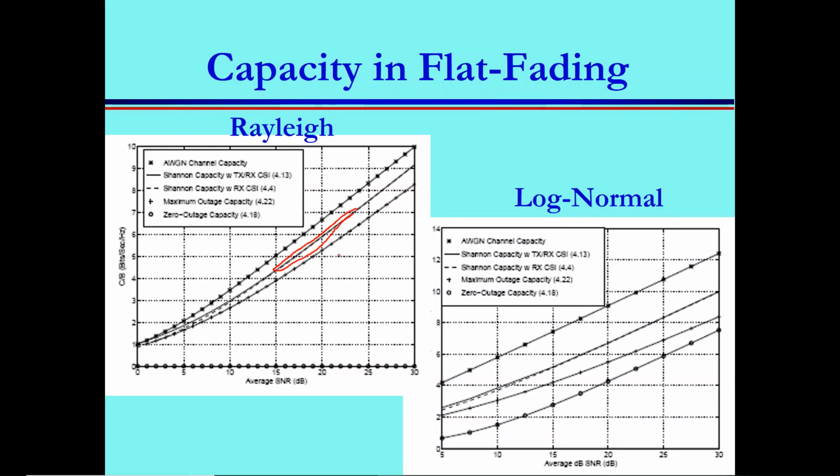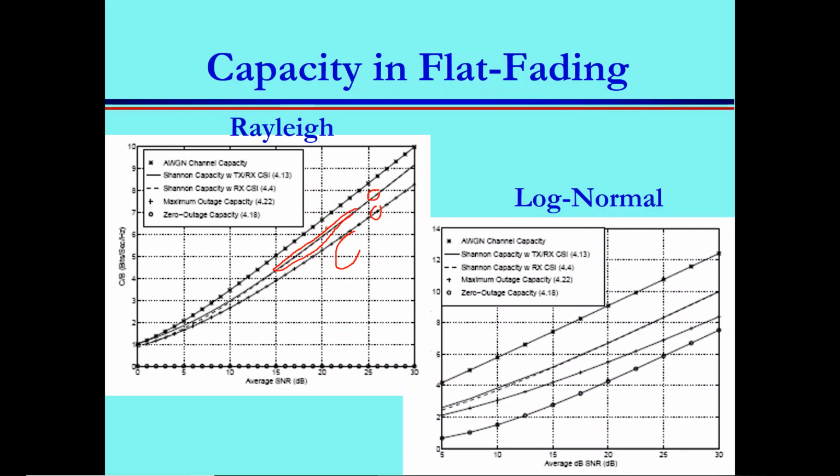And this line represents Shannon capacity with channel state information known only at the receiver side. So as you can see, when I have information only at the receiver side, I have the lowest channel capacity. When I have information at both the transmitter and receiver, I have the middle. When I don't have fading whatsoever, I have the best performance in terms of capacity.